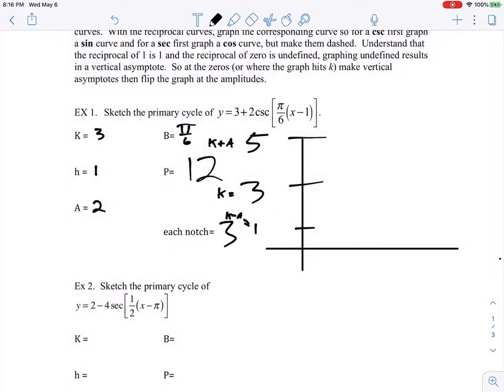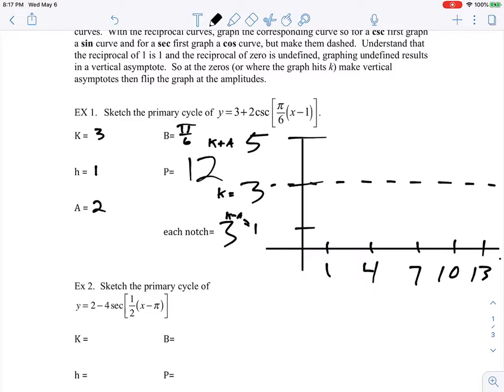Anyway, here we go. Now we're going to set up our H and then our 4 notches after that. Okay, H is at 1. Nice and easy. And then after that, I just go 1, 2, 3, 4. And I make them all about the same length apart. Okay, each notch is 3, and that is after H. So I go 1 plus 3 gives me 4, and then plus 3 is 7, plus 3 is 10, plus 3 is 13. I like to dash my K right there. Okay, now I have my graph set up.